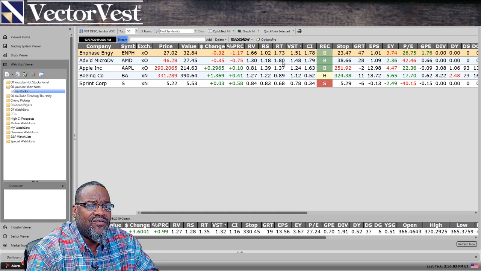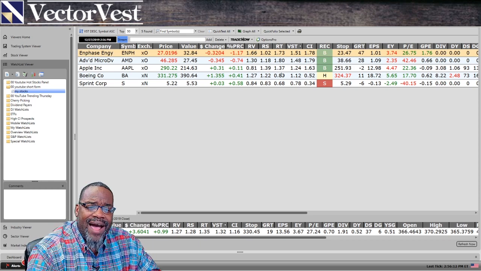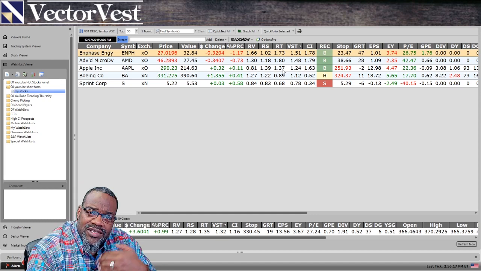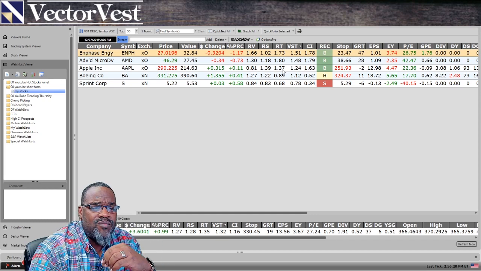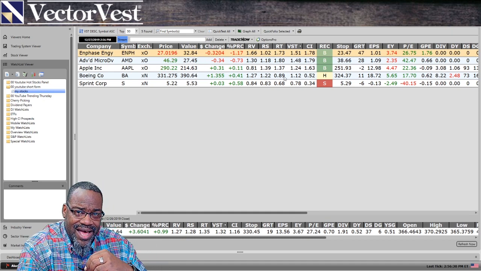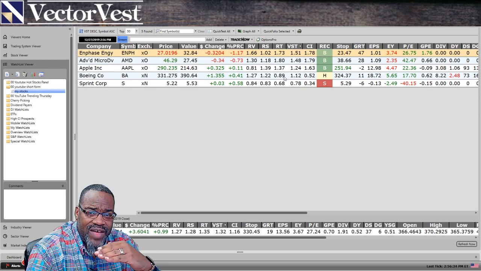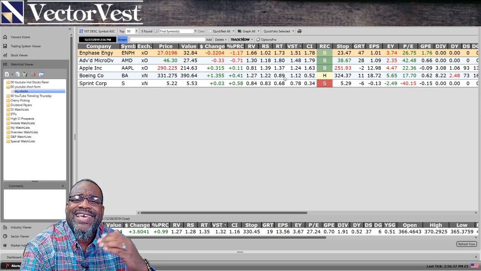The next one, Advanced Micro, at 1.80. Well, it's a little faster in an uptrend than EnPhase, but nonetheless, they are both moving up nicely. Apple. Well, it's at 1.37, so it's above 1, favorable. The stock is in an uptrend. Now, it's not moving up as fast as Advanced Micro or EnPhase, but in an uptrend nonetheless. Boeing, 0.89. So the RT is 0.89, below the value of 1, and it tells me that the stock is in a downtrend.